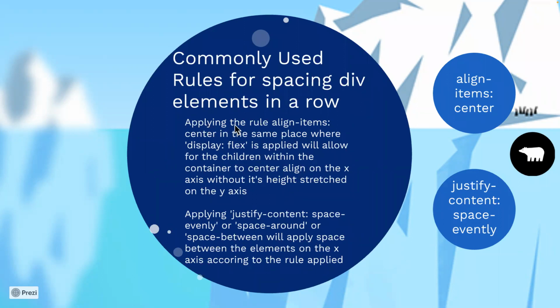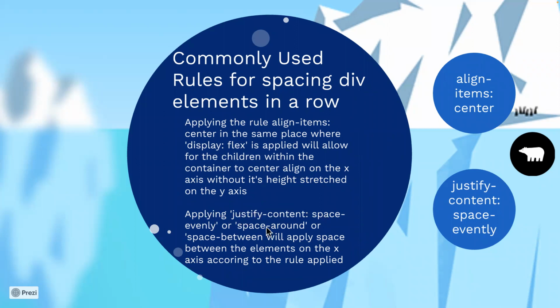Applying the rule align items center in the same place where display flex is applied will allow the children within the container to center align on the x-axis without their height stretched to the y-axis. When you apply flex on a parent that has children, the height will be fully stretched along the y-axis by default. When you say align items center, it'll remove that default stretch. I'll show you what I mean by that in a few minutes.